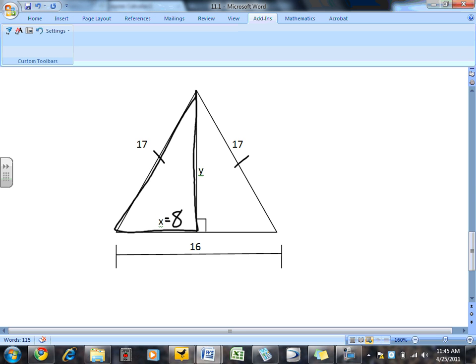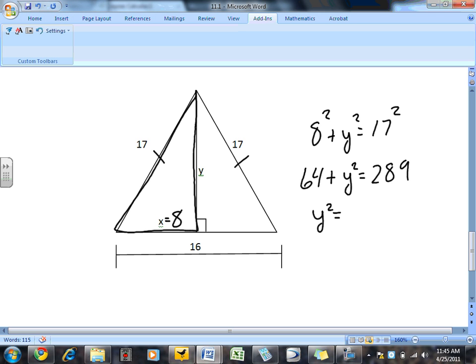All right. So we can say, well, 8 squared plus y squared equals 17 squared. 8 squared is 64 plus y squared equals 17 squared, which I believe was 289. We had that earlier. 289, I can subtract 64. So we have y squared equals, we'll subtract 64 here, and we get 225. y squared equals 225. So y equals the square root of 225.